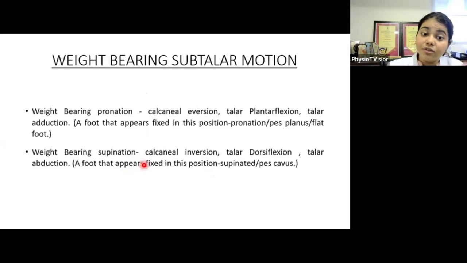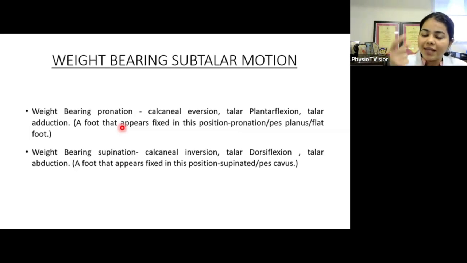Weight bearing is different, and the motion is going to be different. So in my weight bearing pronation, what happens basically is my calcaneum is free to move about the longitudinal axis, which is calcaneal inversion, eversion. But around the coronal axis, when I need dorsiflexion, plantar flexion movement, and around the vertical axis, when I need adduction, abduction, because of the superimposed body weight, it does not freely move. So this is where your talus comes in the picture.